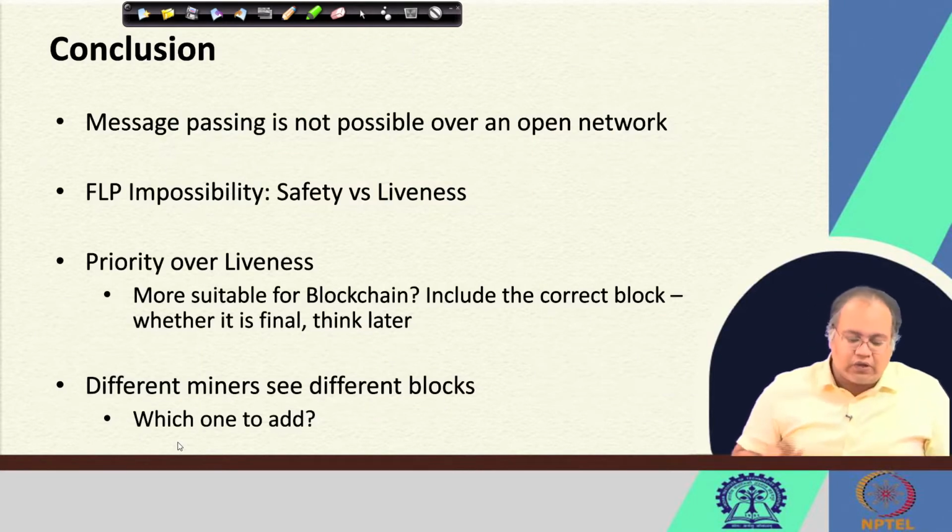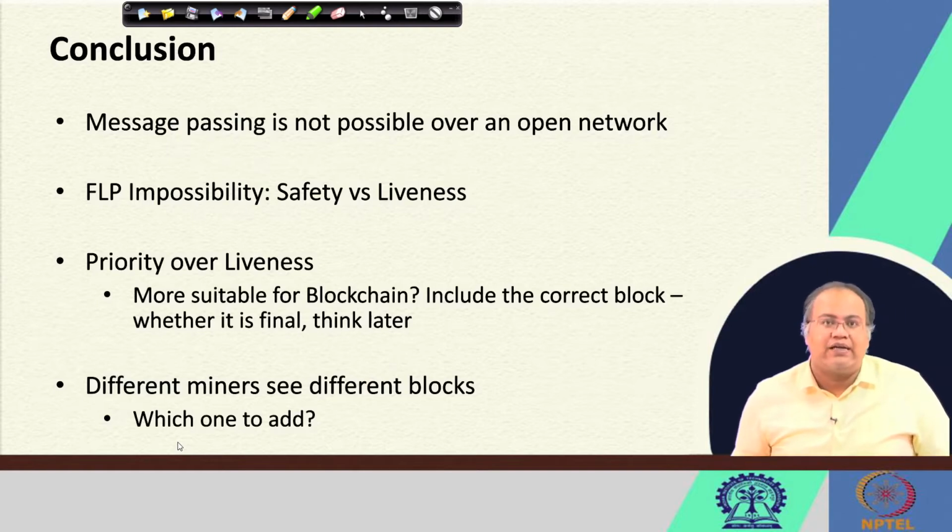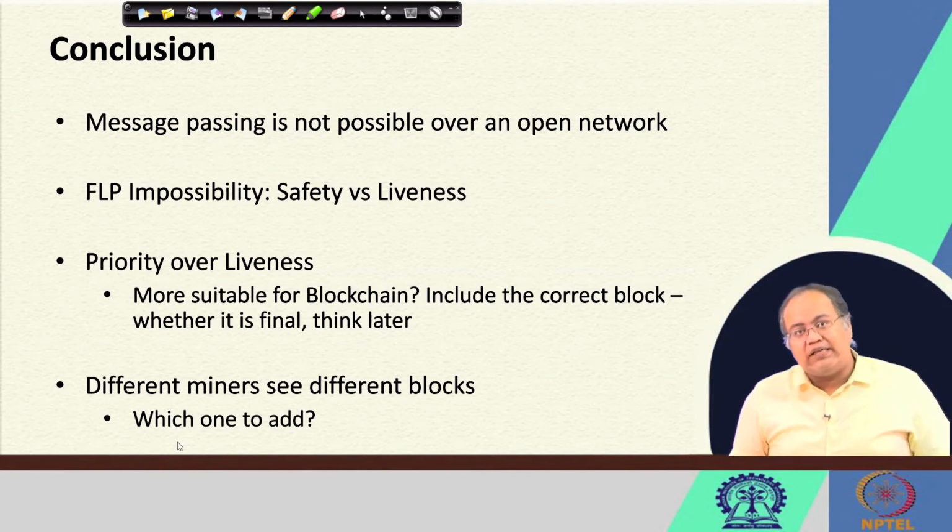In conclusion, what we have seen today is that message passing is not possible over an open network, and we have reiterated the FLP impossibility in this context. We give more priority to liveness. In the next lecture, we are going to look into much more detail, and this particular feature is more suitable for blockchain. The idea is that you include the correct block, whether that block is final or not, we will think about later on.